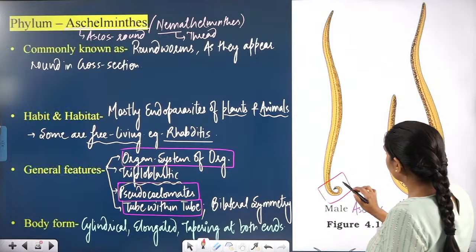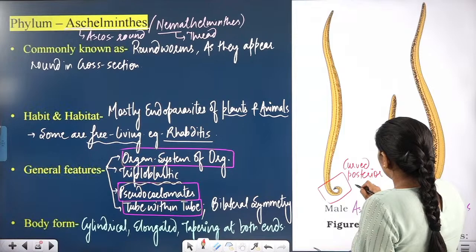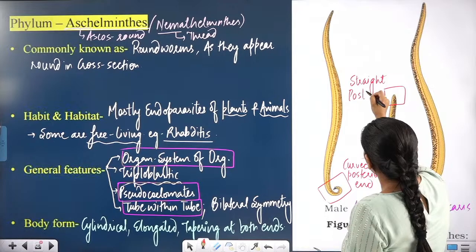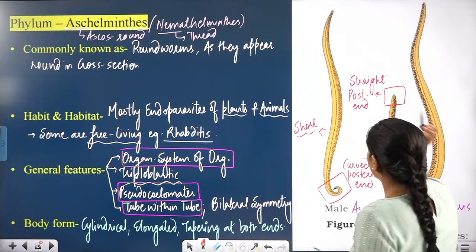So the male has a curved posterior end. But the female has straight posterior end. Here you cannot see any curve. So this is the difference you can see. Another difference is this male is shorter, and the female is longer than the male.